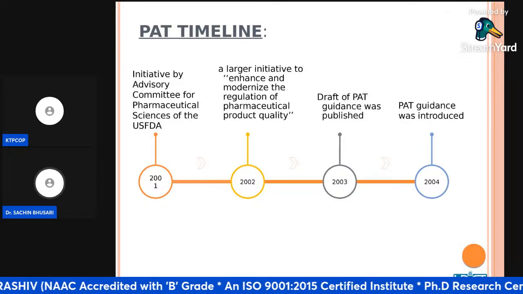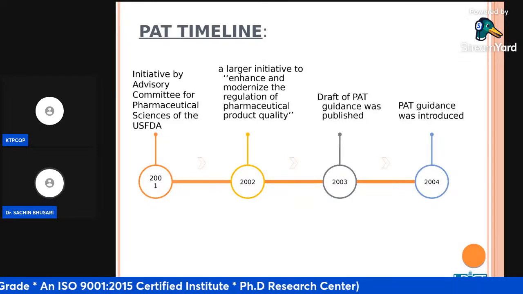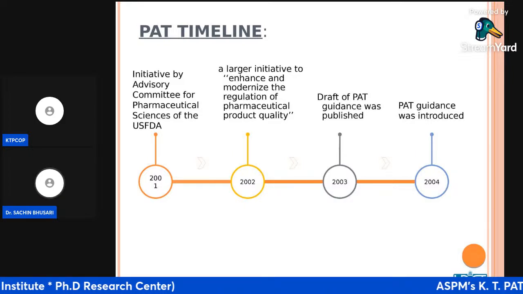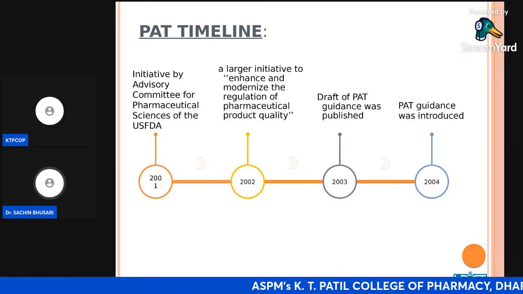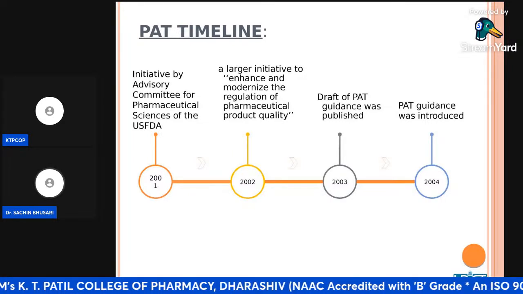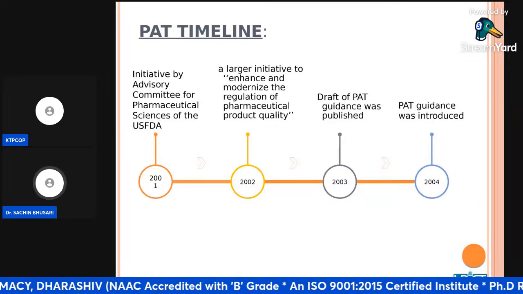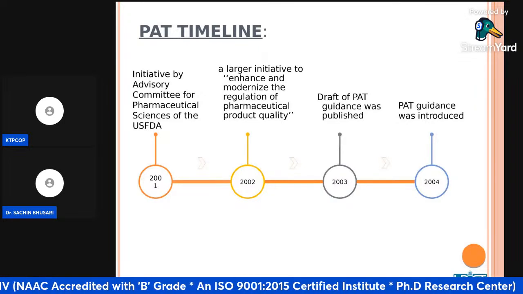So they came up with some modifications in the regulation of pharmaceutical product quality in 2002, and in 2003, the PAT draft was published. The publication of the PAT draft was in such a manner that if you have some suggestions, you can give some inputs. It was for the public domain, and it was expected that there would be inputs on these guidelines. Yes, definitely there were inputs from all over the globe, and finally in 2004, the PAT guideline was introduced.